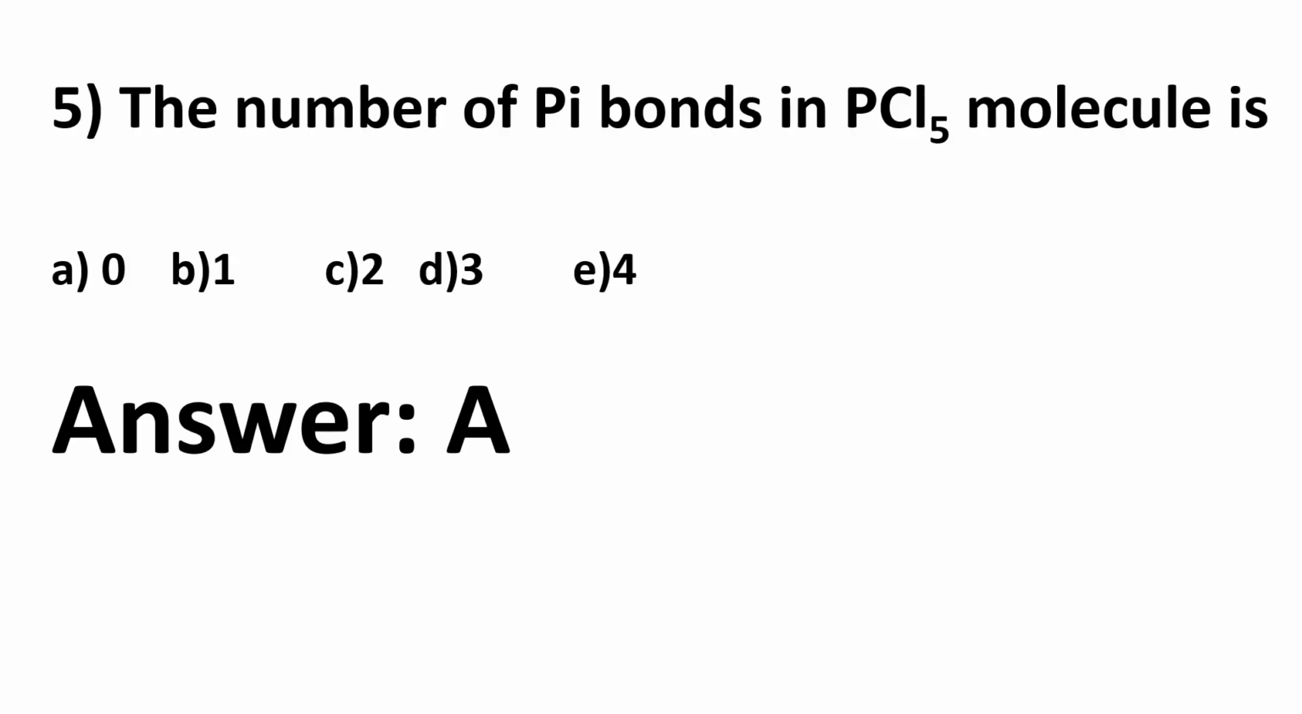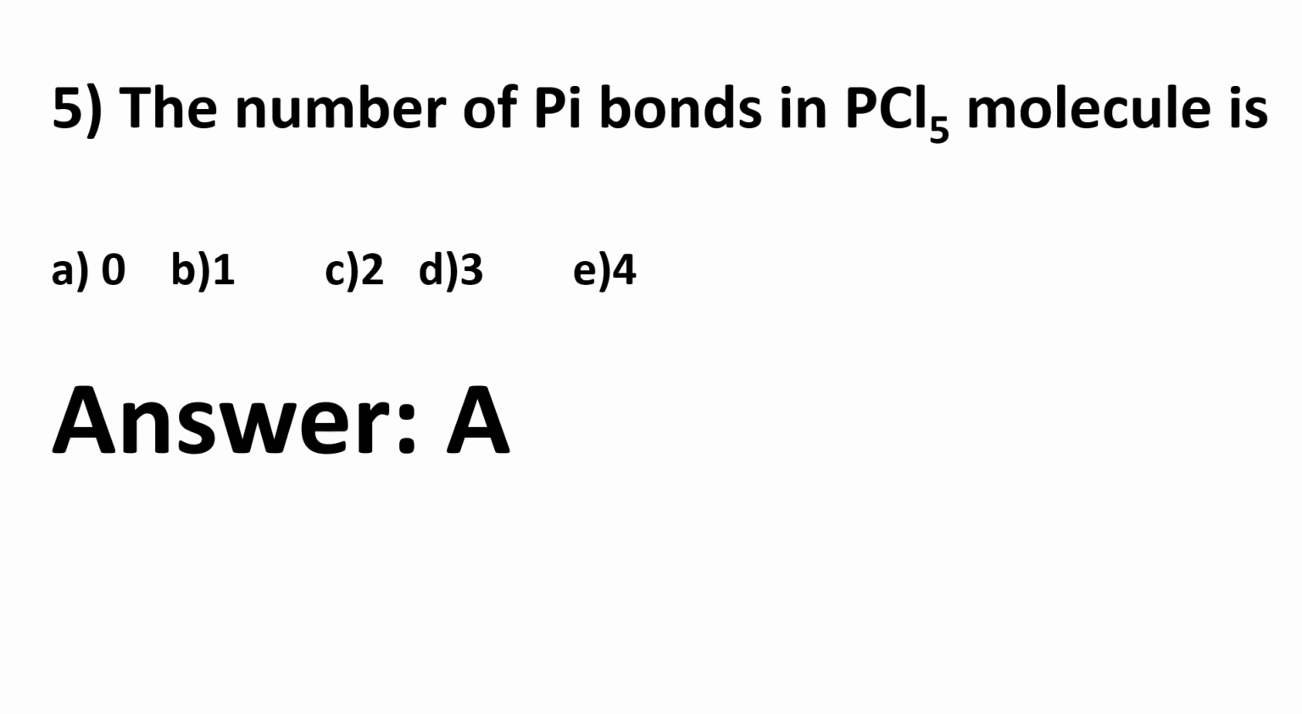Next, the number of pi bonds in a PCl5 molecule. Here there are no pi bonds because it contains only sigma bonds. It contains 5 sigma bonds, 0 lone pairs, indirectly trigonal bipyramidal shape, with 120 degrees and 90 degrees bond angles. I already explained this clearly. So right option is A, 5 sigma bonds, 0 pi bonds.